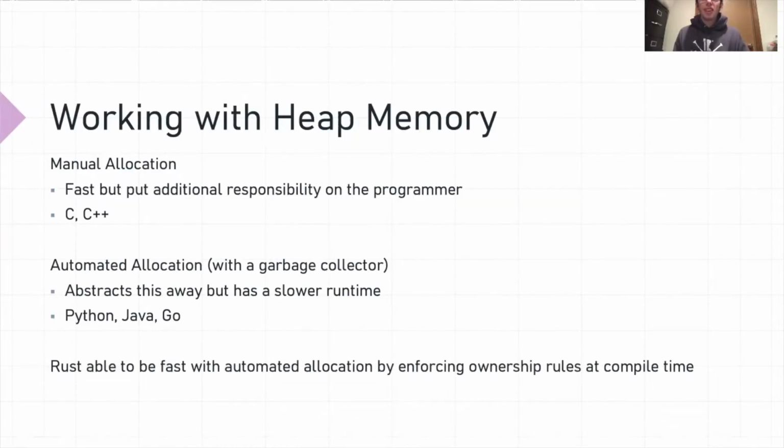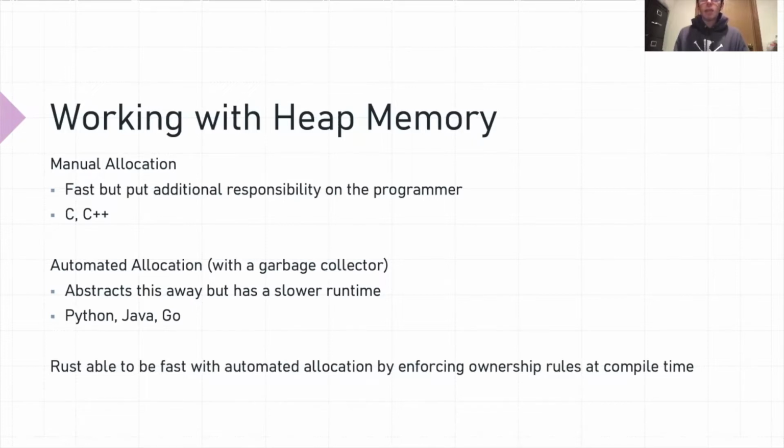So in working with heap memory, we talked about a couple of different ways to do that. And so the first is with manual allocation, like with C or C++. And we talked about this being very fast, but putting additional responsibility on you as a programmer and the potential for memory leak or for dangling references.